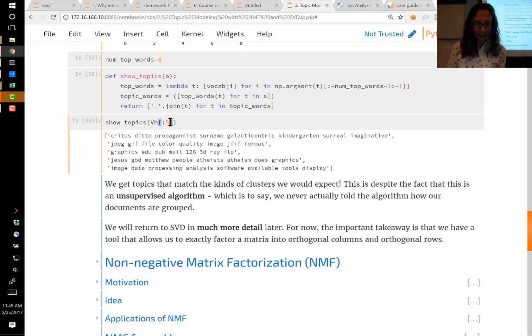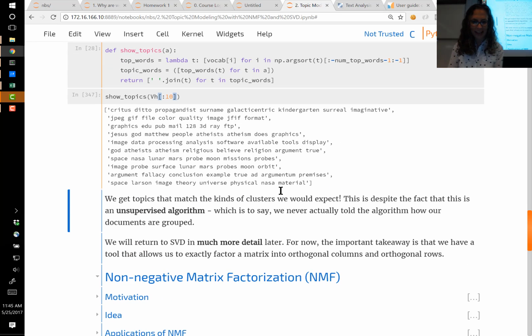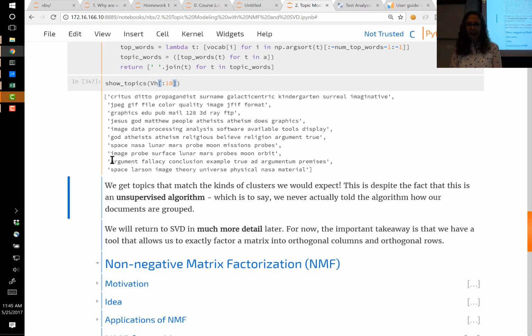Actually, let me try taking 10 topics to see if we can get some more. Okay, here's a space one. Space, NASA, lunar, Mars, probe, moon, mission. So there are some space ones in there too. So we got topics that matched the kind of clusters that we would expect, even though we had never passed the categories in.